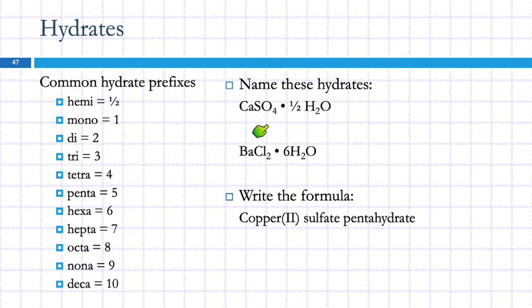First you name the ionic compound. So this would be what? Calcium sulfate. Calcium's in group 2, doesn't need a Roman numeral. What prefix do I use for half? Hemi. Hemihydrate.